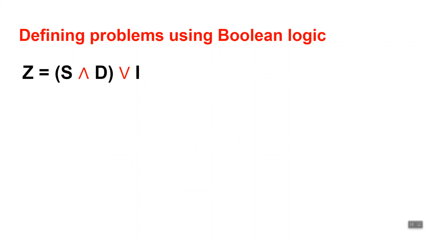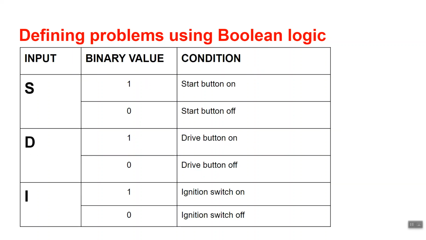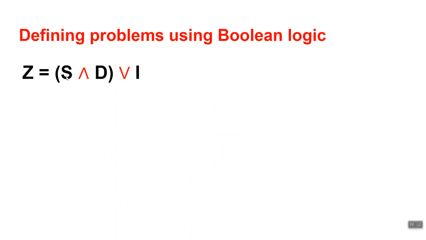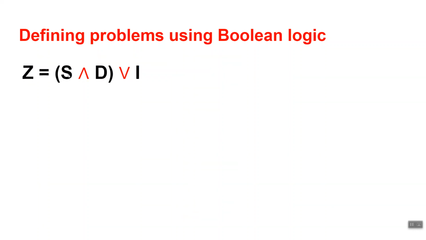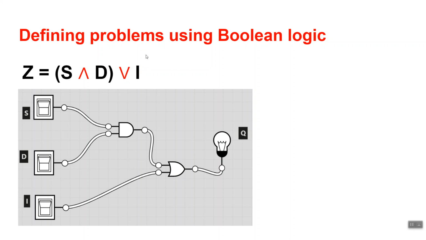Right, so let's have a go at doing this. So first of all, I've written this out now as a Boolean expression. I've used Z just because, and the way this works, obviously, it's going to be S and D or I, because the problem says to us if the start button is pressed and the drive button is pressed, that will turn the engine on, or if the ignition switch is pressed, and that gives us that.